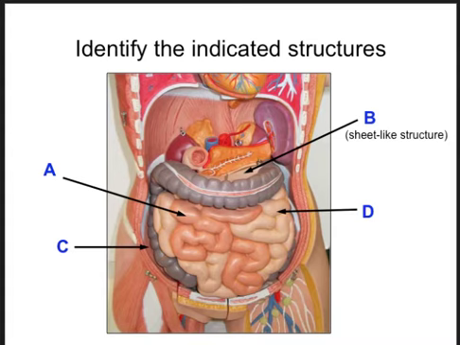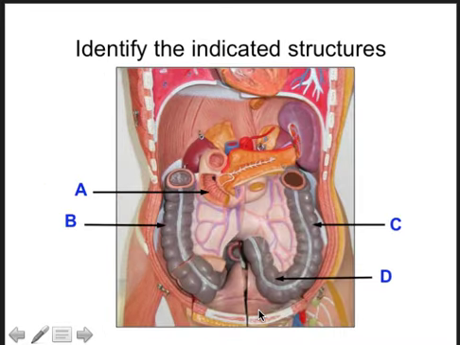Okay, jejunum is primarily in the upper portions of the abdominal pelvic cavity. The ileum is the portion that's going to be in the lower portion of the abdominal pelvic cavity, and you can identify the ileum because it attaches directly to the cecum, this little pouch down here, at a juncture called the ileocecal valve. Okay, next question.